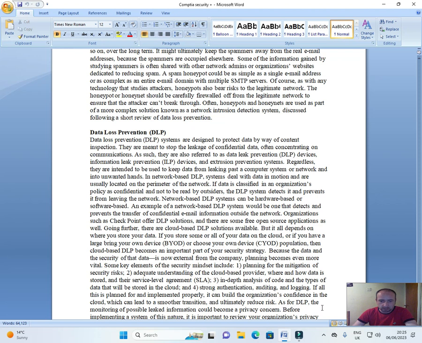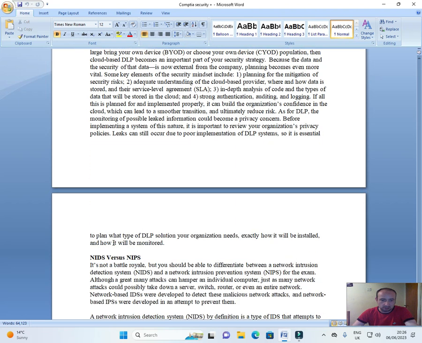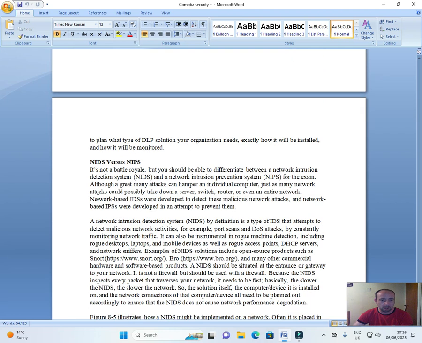As for DLP, the monitoring of possible leaked information could become a privacy concern. Before implementing a system of this nature, it is important to review your organization's privacy policies. Leaks can still occur due to poor implementation of DLP systems, so it is essential to plan what type of DLP solution your organization needs, exactly how it will be installed, and how it will be monitored.